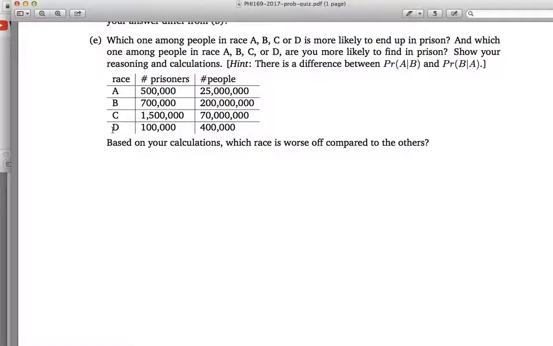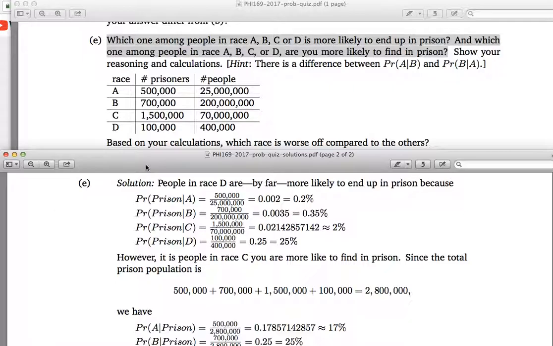Okay, so now the question asks us two things: to calculate how likely people of each race are to end up in prison, and how likely it is that you'll find them in prison. This formulation might not be completely transparent in English, so I think it's important to state them using formulas so that we are clear.